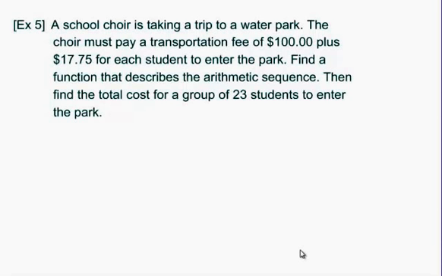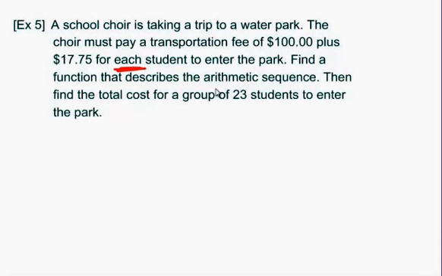Now, let's reread it. We read it once, reread it. A school choir is taking a trip to a water park. The choir must pay a transportation fee of $100 plus, we already see something in our equation right there, right? $17.75 for each student. When we see this word each, we know that's multiplication. And think about this. If it's one student, it's $17.75. If it's two students, multiply it by 2. Because they're tickets, right? You're paying to get in. Plus the transportation fee. That's a one-time fee. You're not paying that every single time.